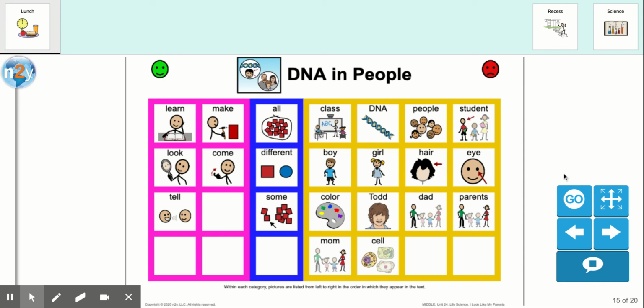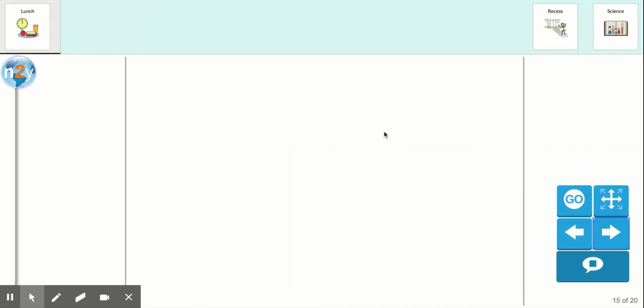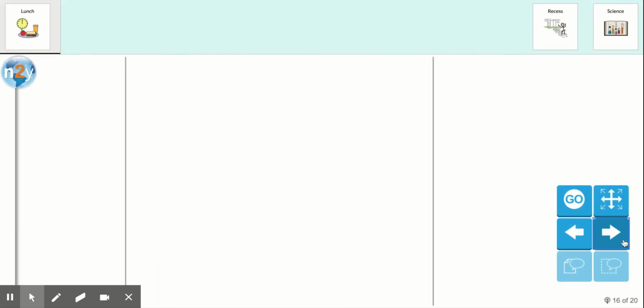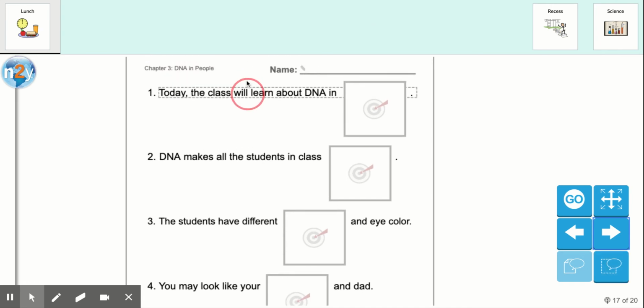Okay, so I'm continuing on. So we read the chapter DNA in People. Remember that you have choices. You can do this page. Oh, not this page. Well, you could do that page too if you wanted to. Okay, this page, which is a fill-in.